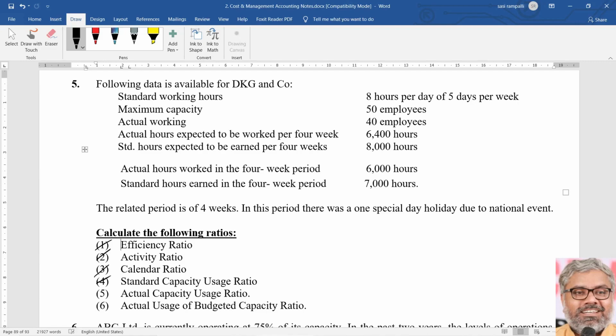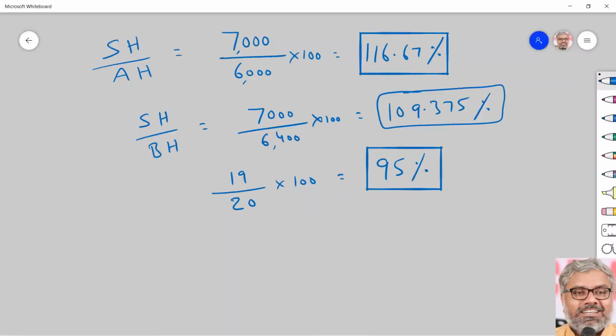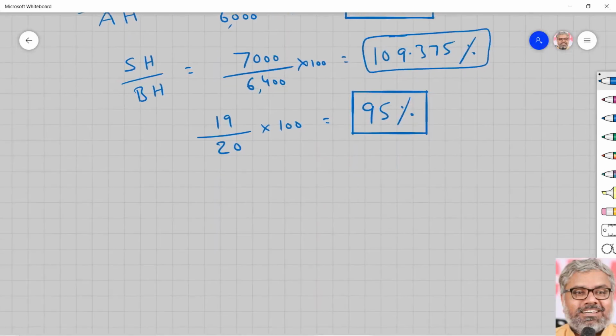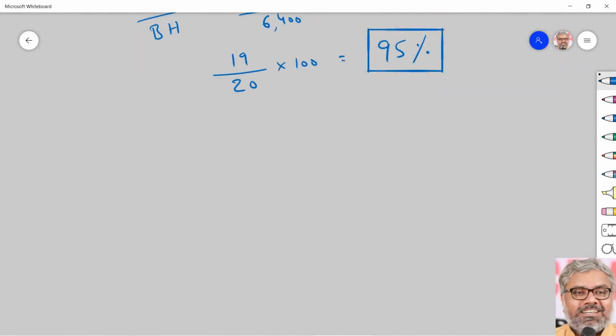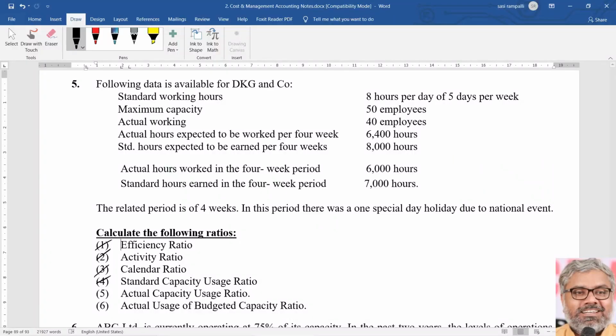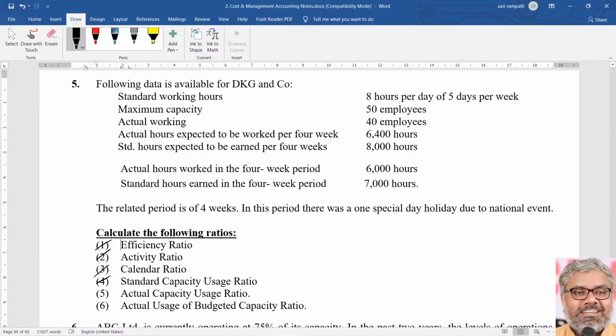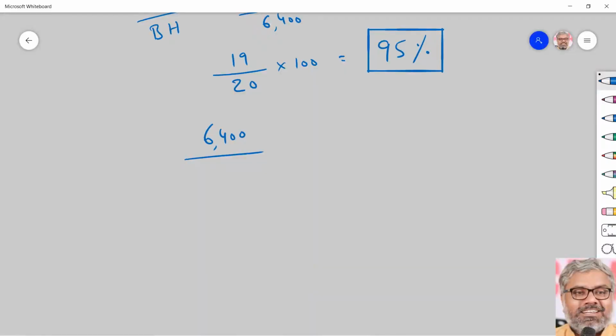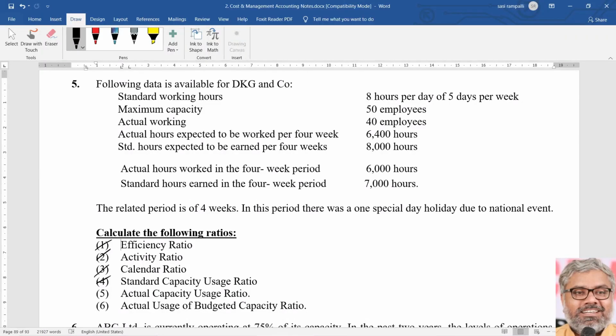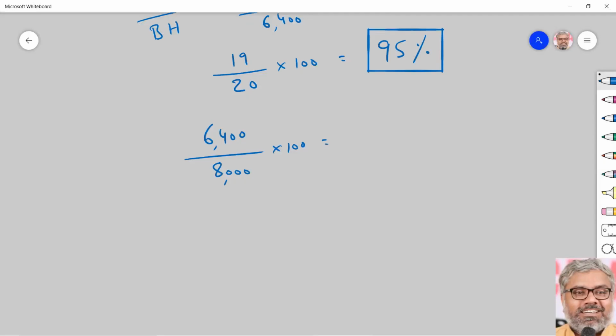Then the standard capacity usage ratio. That is basically the budgeted hours divided by the maximum number of hours that are available for the period. Budgeted hours are given in the question, that is 6,400 hours, divided by the maximum number of hours available for the 4-week period, which is 8,000 hours. Those are possible to be worked if all the 50 employees were working. You can calculate that also separately.